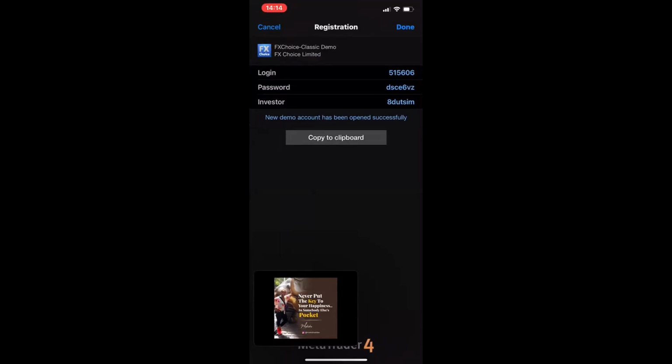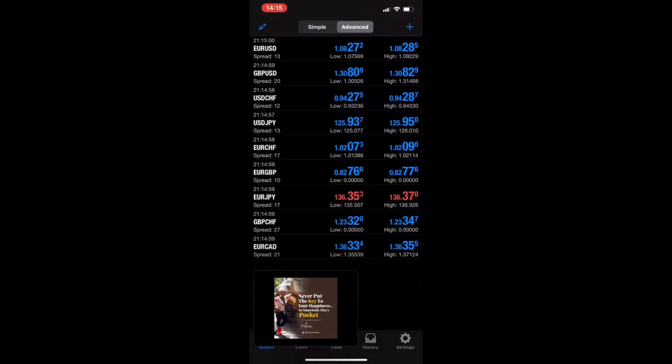What it's going to give you now is your login information. You can save it if you want to, but remember it's a demo account and you can have as many demo accounts as you want to. So we're going to click on done. Now we're ready to trade.